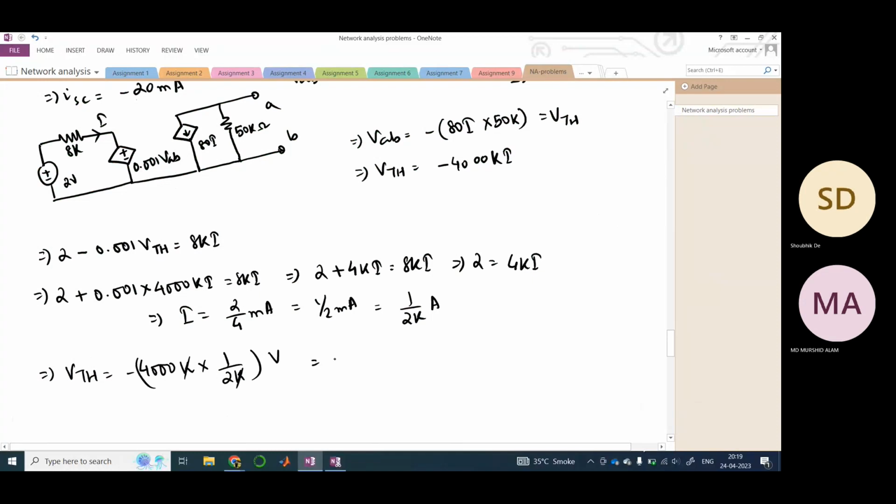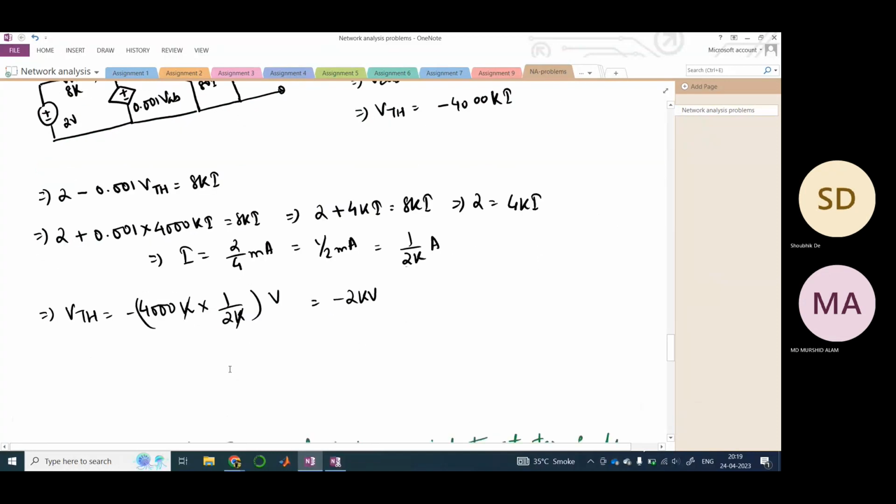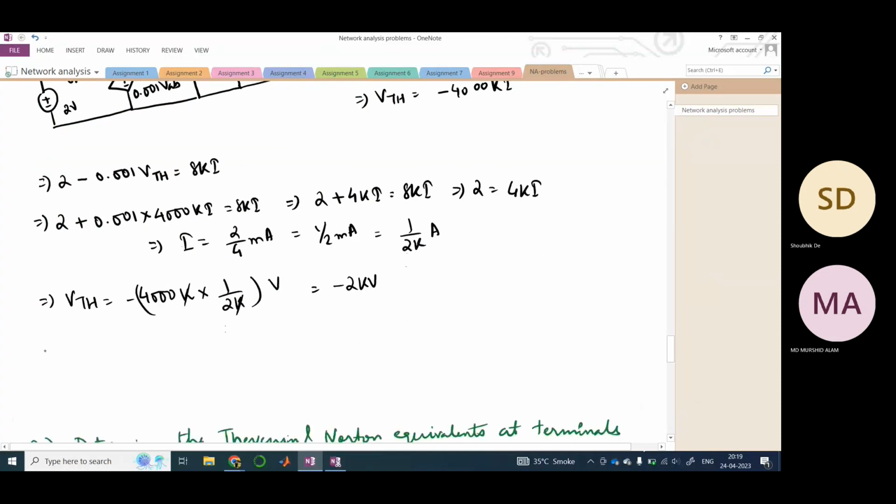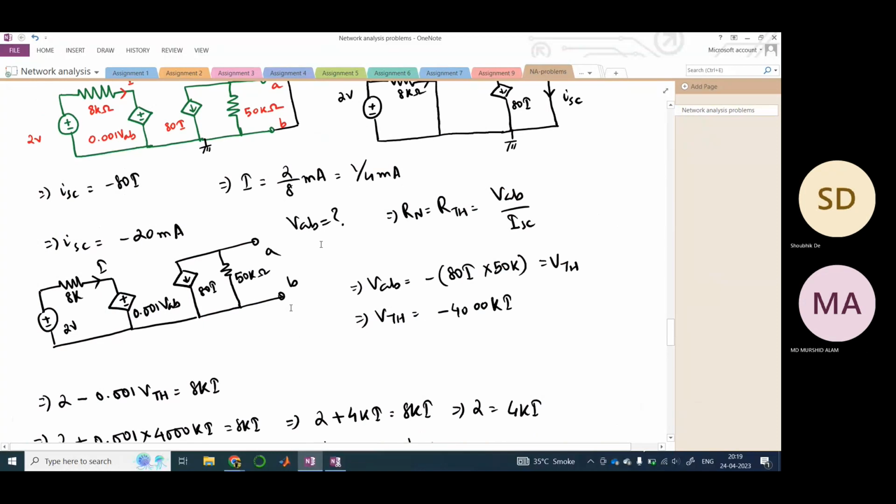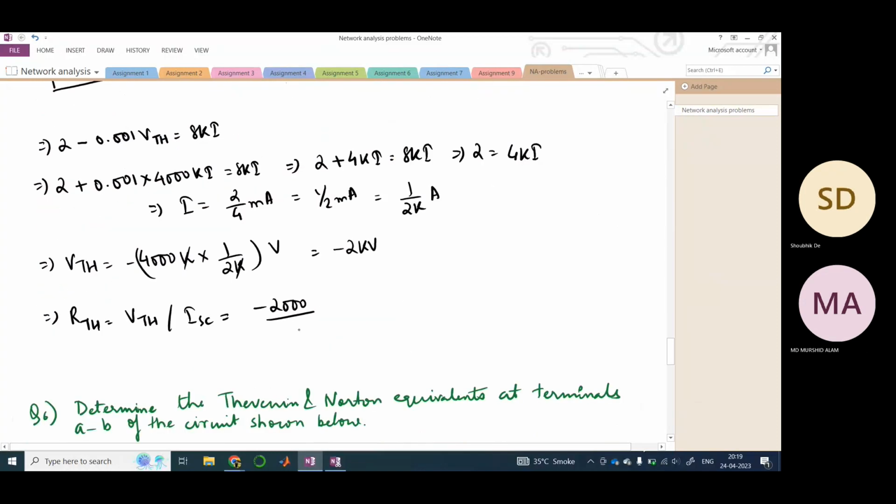So this would be 2 minus 2 kV, okay? Because this 1000 is there. Just don't get confused by the symbol, okay? So K is 1000. So therefore, what would be RTH? RTH would be VTH by ISC, right? So 2000 divided by, what was ISC? It was minus 20, right? Milliampere.